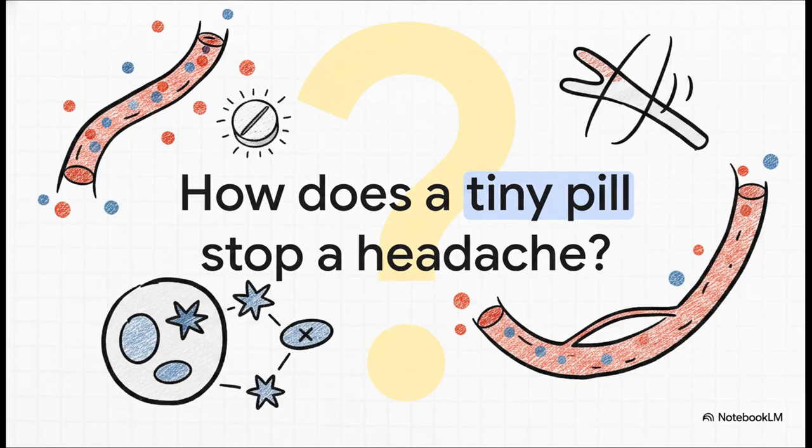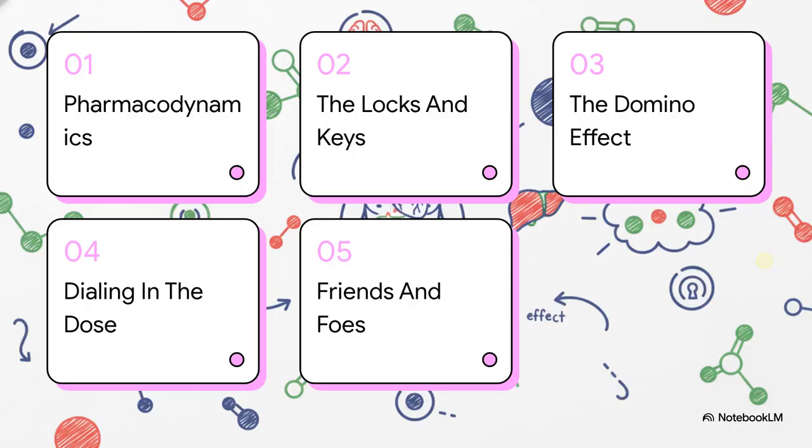Somehow, a tiny little tablet travels through your entire system and knows exactly which pain signals to block or which blood vessels to relax. It's wild. Okay, here's our roadmap for today. 1. What is pharmacodynamics? 2. The locks and keys. 3. The domino effect. 4. Dialing in the dose. And 5. Cellular friends and foes. Let's get right into it.